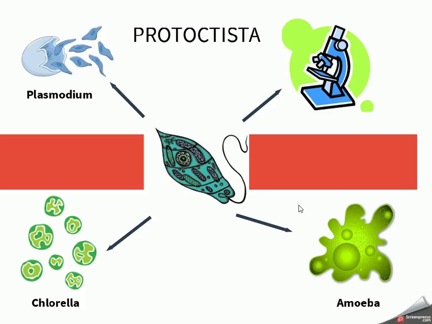A last example for you is this one. You can see it bursting out of a cell called Plasmodium. Plasmodium is a dangerous protoctista, and in fact it kills the most people every year out of any living organism. It's actually the one that causes malaria.